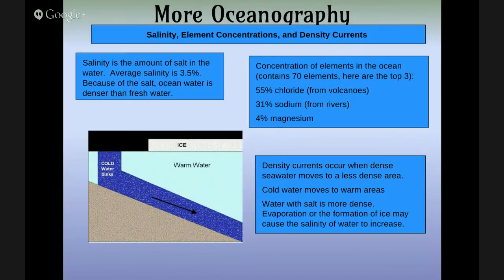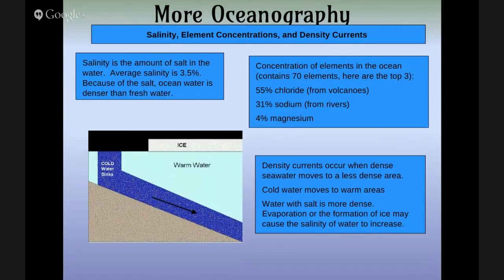All right, concentration of elements in the ocean. The ocean contains about 70 different elements, and these are the top 3. So sodium and chloride, obviously. Sodium chloride makes salt. So the chloride comes from volcanoes. We get a lot of good stuff on Earth from volcanoes. And 31% is from sodium. So the sodium, we talked about how water, as it's washing down from the tops of the mountains, it dissolves parts of the rock and brings that into the ocean. And then we have our sodium, 4% magnesium.